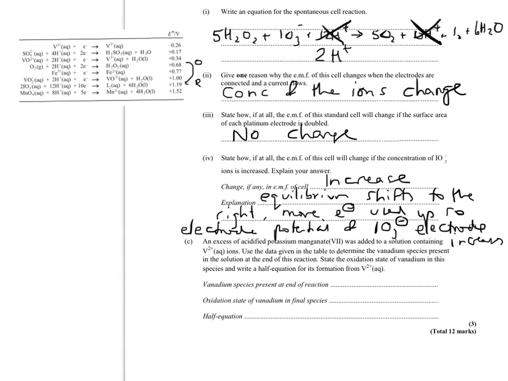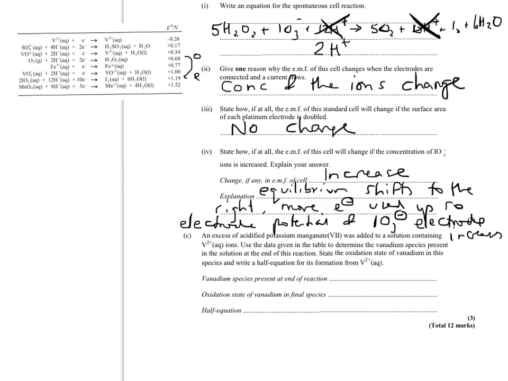And then an excess of acidified potassium manganate was added to a solution containing V2+ ions, and you've got to use this data to work out what the vanadium species is present at the end.